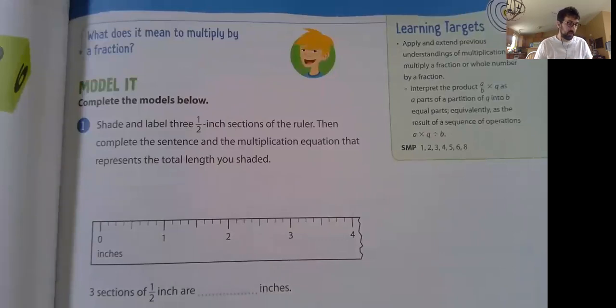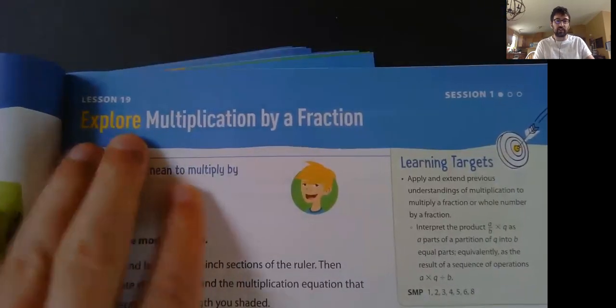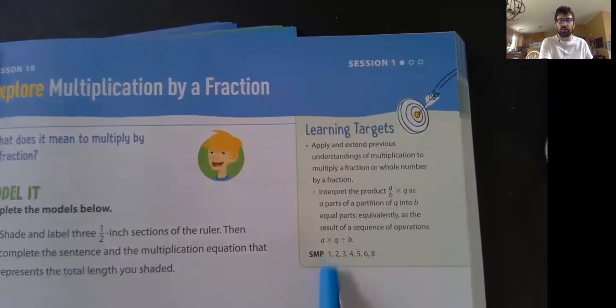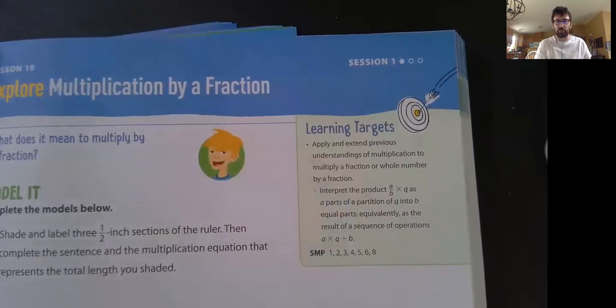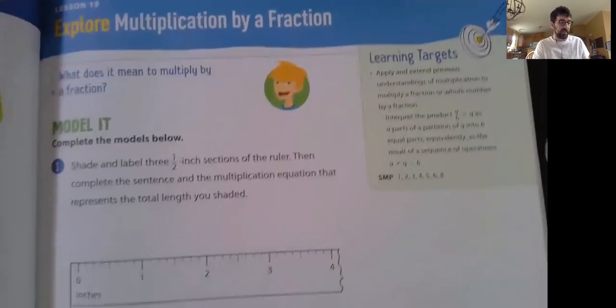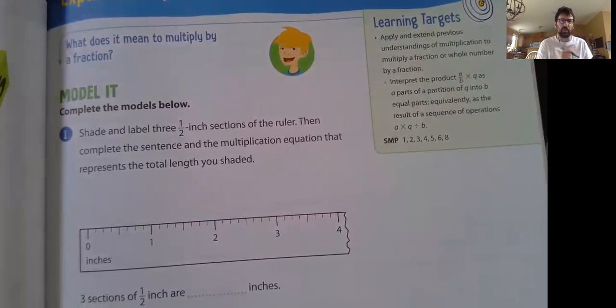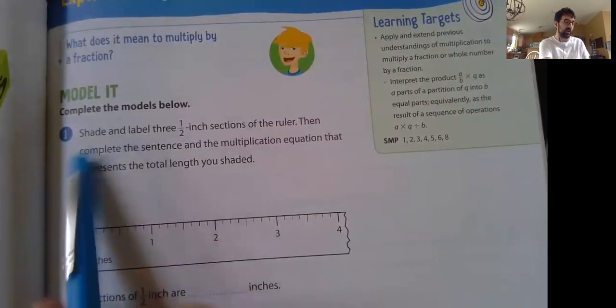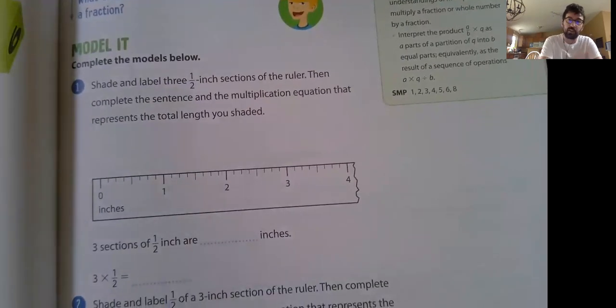All right, so let's look at this. On lesson 19, it says exploring multiplication by a fraction, our learning target. As we've talked about before, you can pause it and read it. But the idea is that we're multiplying a fraction by a whole number and then eventually a fraction by a fraction, or a whole number by a fraction, but as you know, it doesn't matter. Those are interchangeable. So let's look at number one here. We'll move through these together, and it should be pretty straightforward.